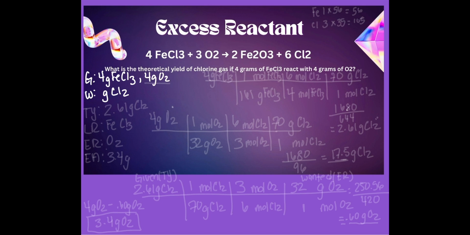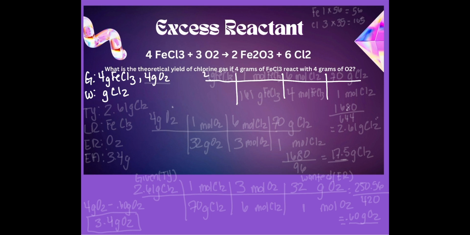Now, because I'm given two givens, I know I am going to have to do one set of railroad tracks first, and then I'll do my second railroad track in a little bit. So let's go ahead and create some space. Make sure that you leave some space because when it comes to excess reactant, you're going to have 3 sets of railroad tracks, okay?